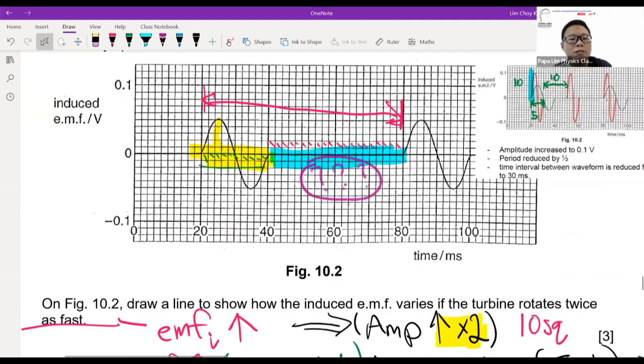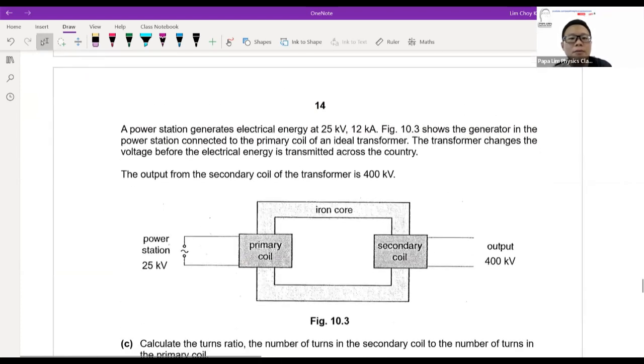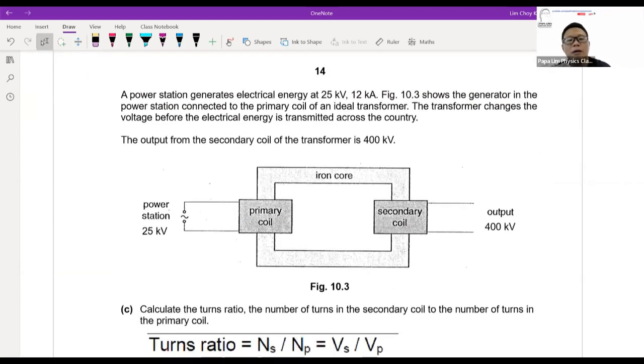Now for the second part here, we will look at the transformer, which comes after the AC generator. The transformer here is fairly straightforward. This one will be 25 kilovolts. This will be 12 kilo amps. So this will be IP, and this will be VP. Based on the question, you will find that the output is 400 kilovolts, which is VS.